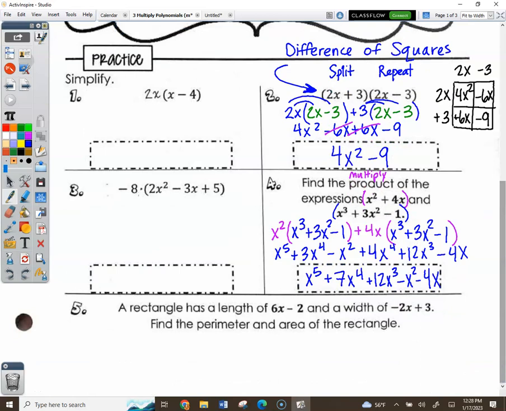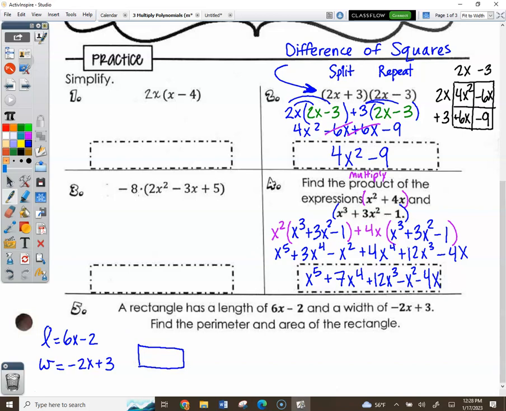Look at number 5. A rectangle has a length of 6x minus 2 and a width of negative 2x plus 3. Let's take some notes over here. We have a length of 6x minus 2. We have a width of negative 2x plus 3. It says find the perimeter and the area. What does perimeter mean? It's adding up all of the outer edges, right? What's the shape here? A rectangle. If you need to draw a picture, you can.